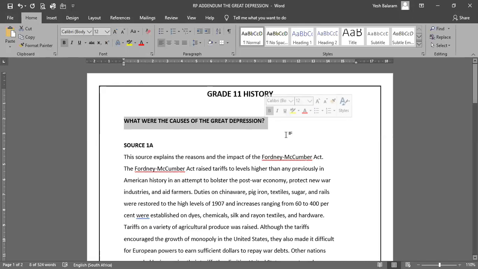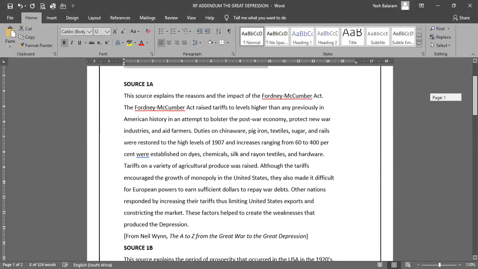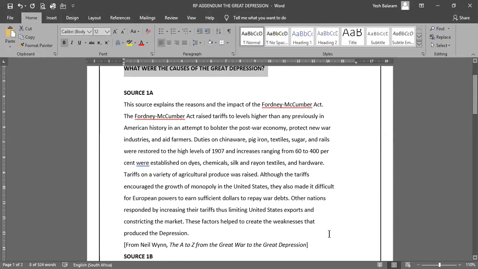Step 2, always check if there is signposting for the source. So if you look at the source 1A, you will notice the signposting is at the bottom of the source. The signposting refers to the additional information given to you, explaining to you where the source is taken from and what the source is referring to. In this case, the source is taken from a book called A to Z from the Great War to the Great Depression by an author called Neil Finn.